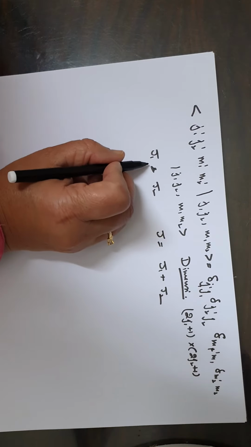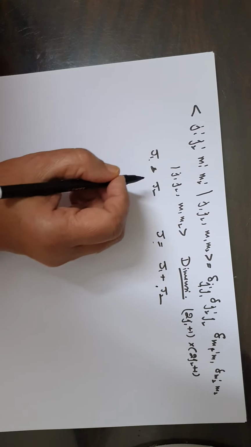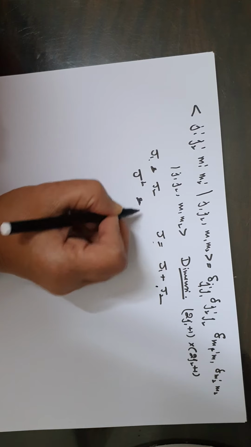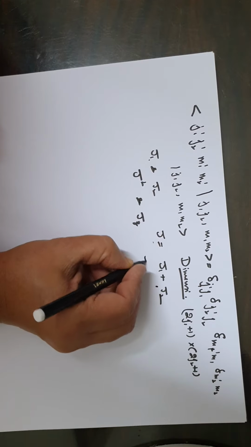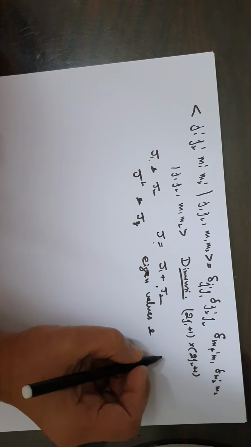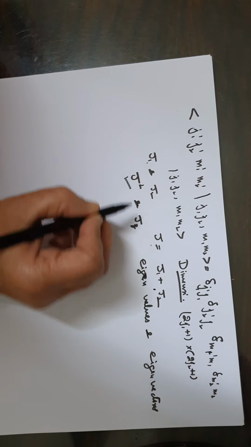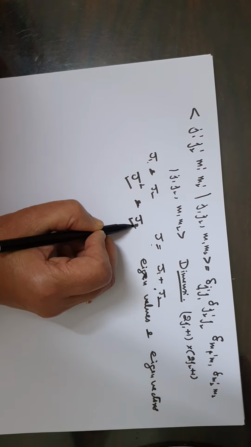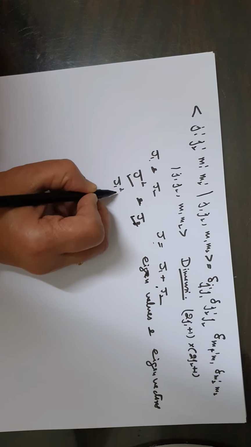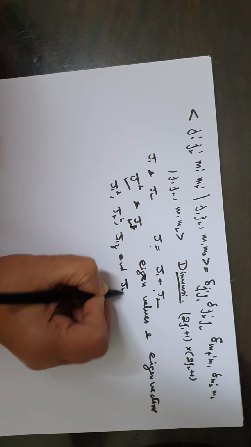Now the problem of addition of these two momenta consists of finding the eigenvalues and eigenvectors of J square and Jz. That is, we have to find the eigenvalues and eigenvectors of J square and Jz in terms of the eigenvalues and eigenvectors of J1 square, J2 square, J1z and J2z.